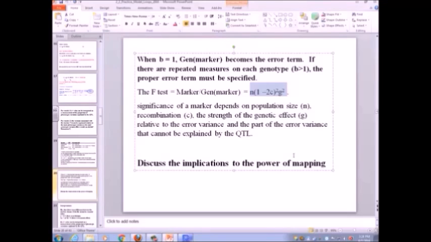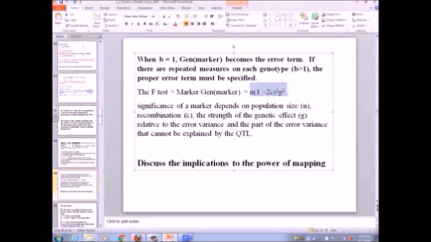What do I have control over? Population size, right? I could have some control over recombination. How would I control recombination? Remember, it's the distance of the marker from the trait. So my population size, the structure of my population.